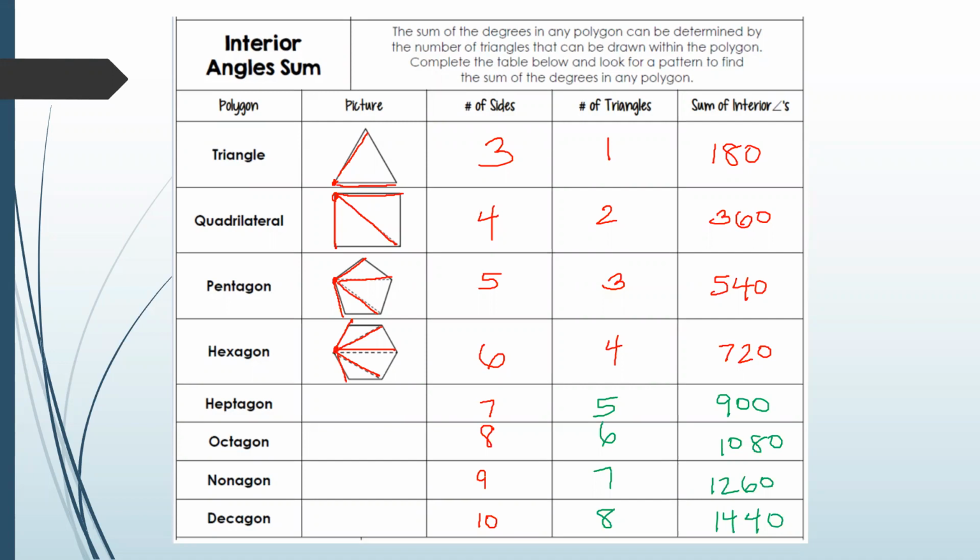Notice it's going down by 2, right? When there are 3 sides, there's 1 triangle. 4 sides, 2 triangles. So if you subtract 2 from the number of sides, that's going to tell you how many triangles I can create. And then knowing that, I'll be able to find the sum of interior angles.